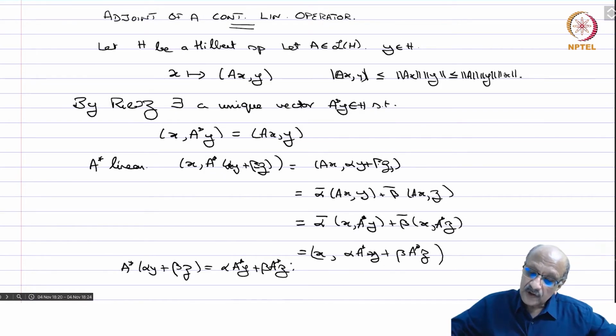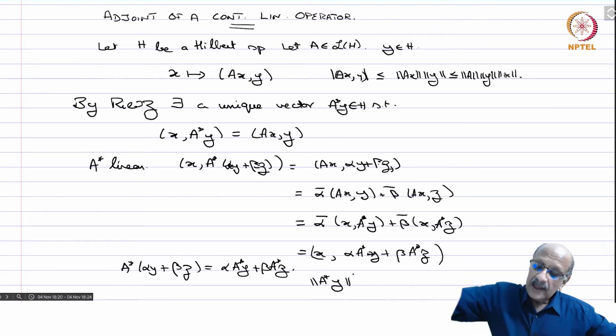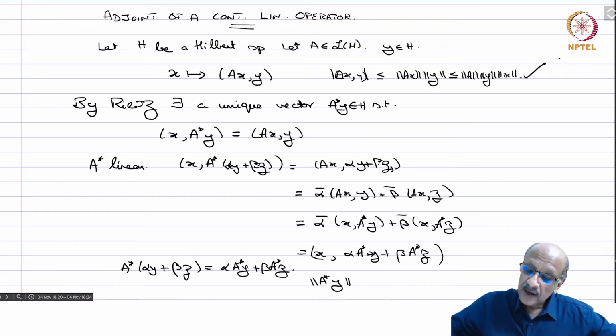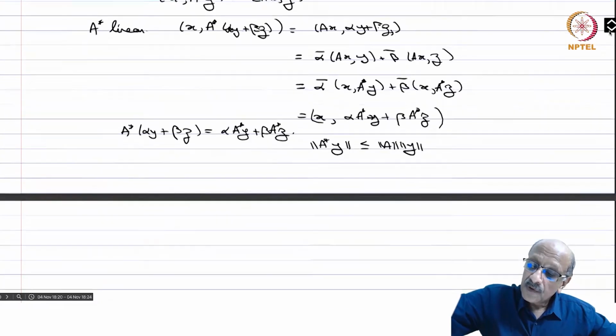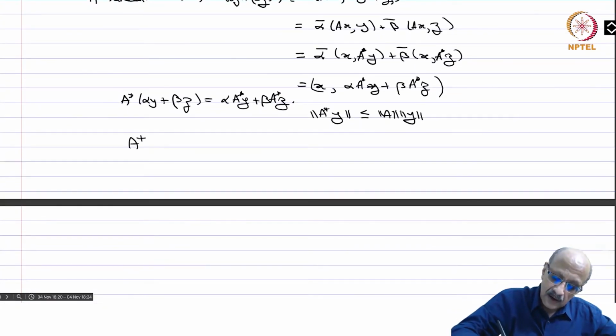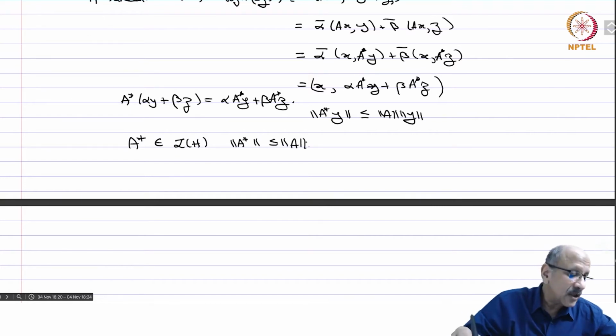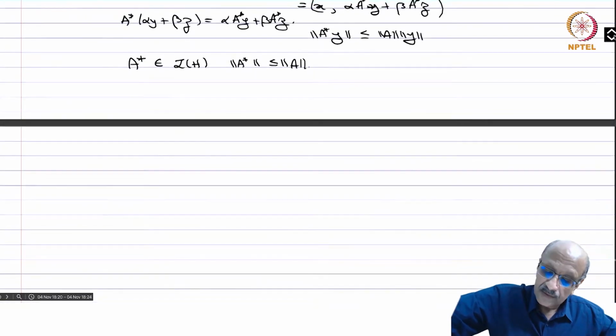It is also continuous because, thanks to this inequality here, norm A star y is less than or equal to norm A times norm y. So this proves that A star in fact belongs to L of H, and in fact you have norm of A star is less than or equal to norm of A. So A star is called the adjoint map. Okay, so we have the following properties of the adjoint.